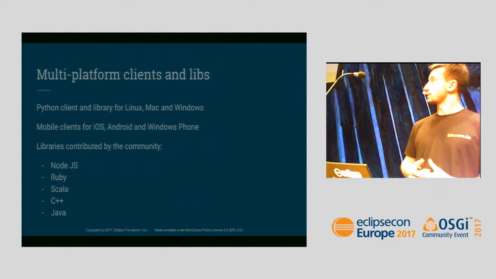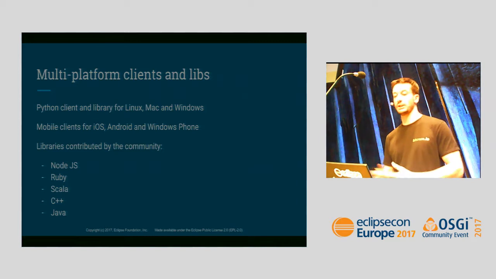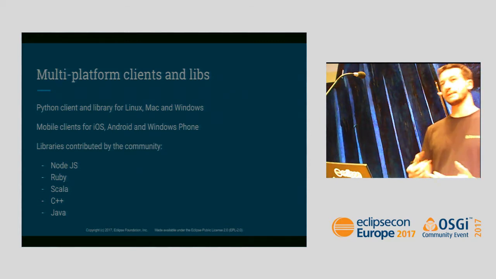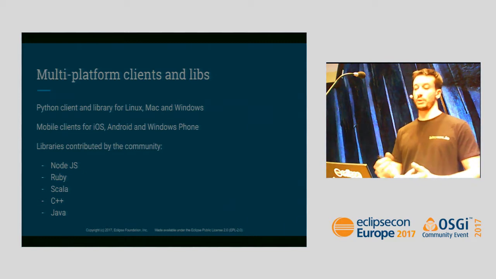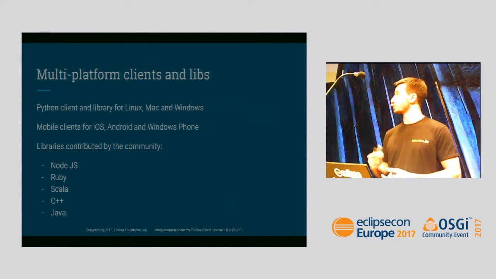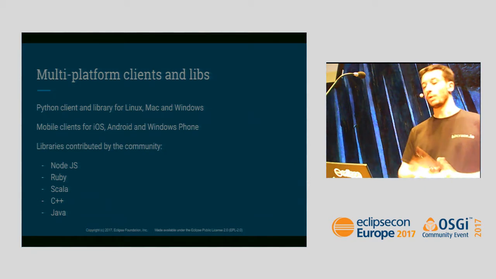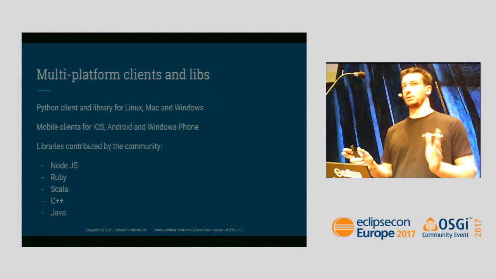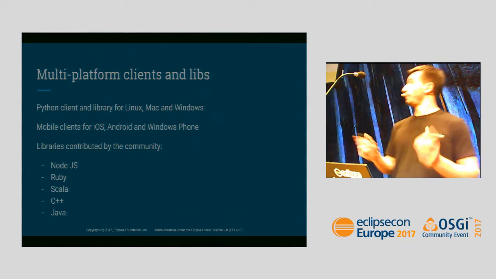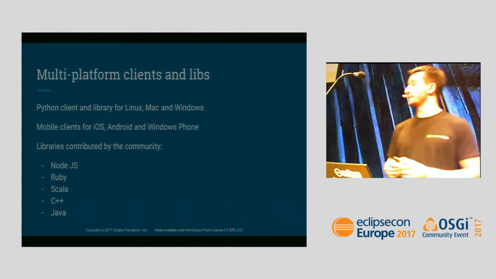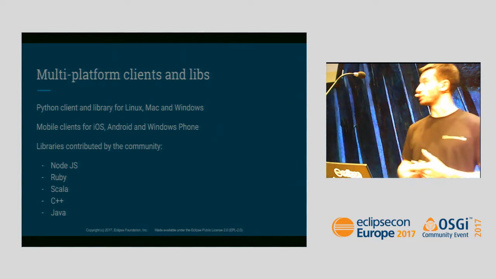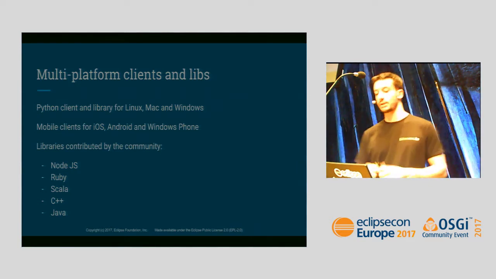So since it's open source, obviously it attracts a community, and BitCraze itself provides their standard client with Python for Linux, Mac, and Windows. And there are also mobile clients available, iOS, Android, and Windows Phone, even though I'm not sure if Windows Phone is still supported, but well. And the community provided some other libraries in different languages like Node.js, Ruby, Scala, C++, C#, and also Java.